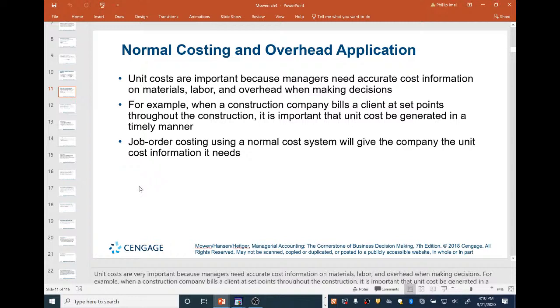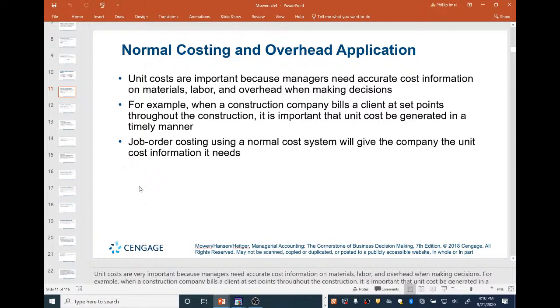Okay, normal costing and overhead application. Unit costs are important because managers need accurate cost information on materials, labor, and overhead when making these decisions. For example, when a construction company bills a client at set points throughout the construction, it's important that the unit costs be generated in a timely manner.